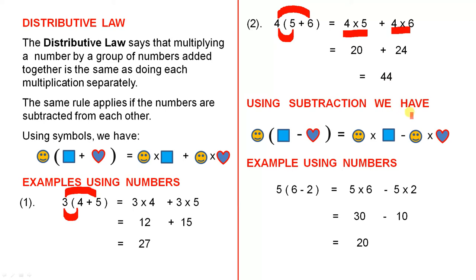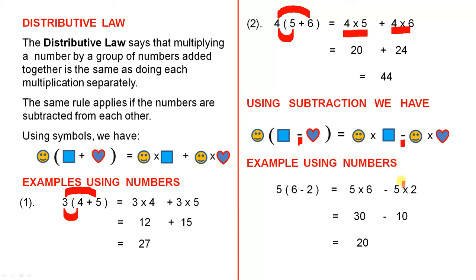Using subtraction, we have exactly the same thing, except there's a subtraction sign there. If we're doing this multiplication, that's exactly the same as doing the smiley face times the square minus the smiley face times the heart. And the reason we have a minus is because of that minus sign there.